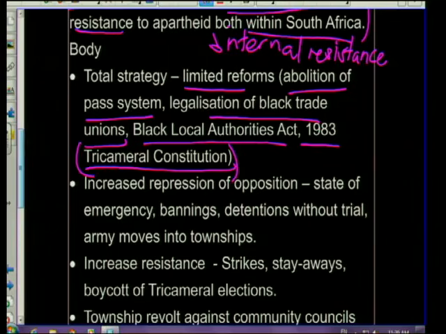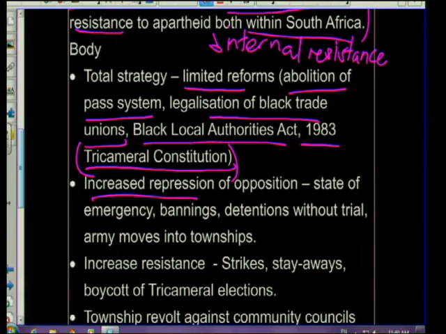Very, very important. The government saw it as a reform, but the people of South Africa actually saw it as an insult, because it was not total freedom. It was not giving black people any kind of freedom, and it limited their say in how the government should run.